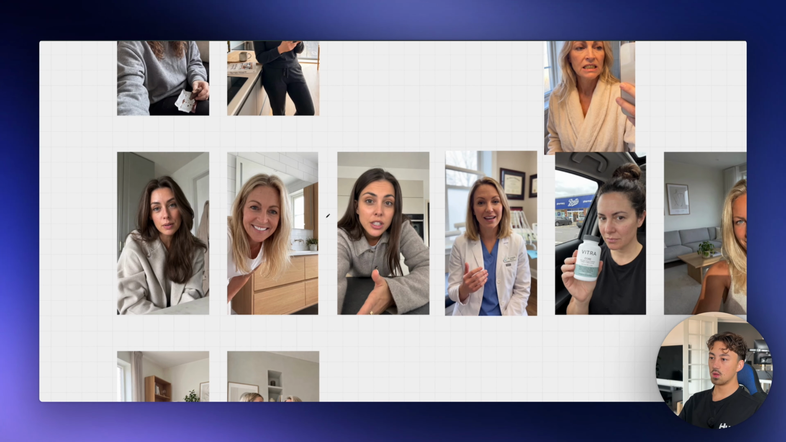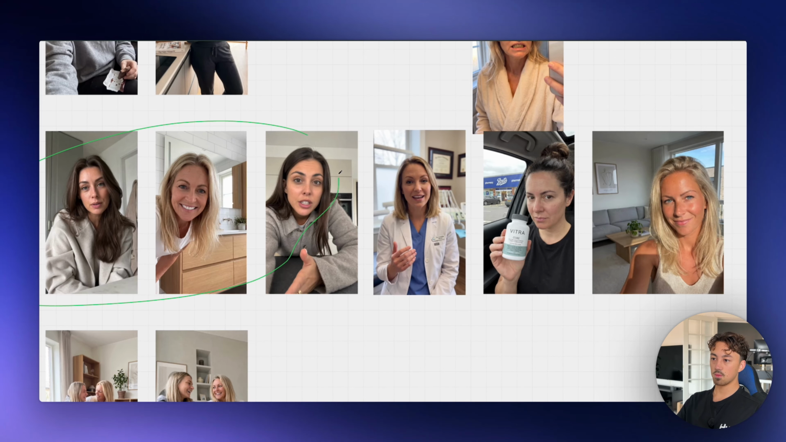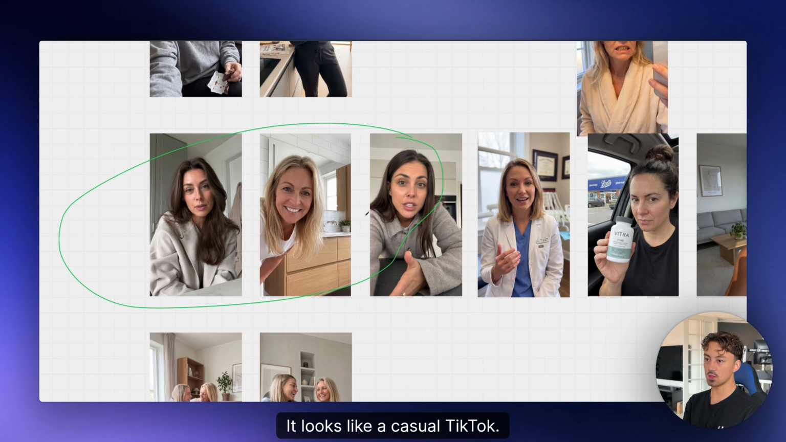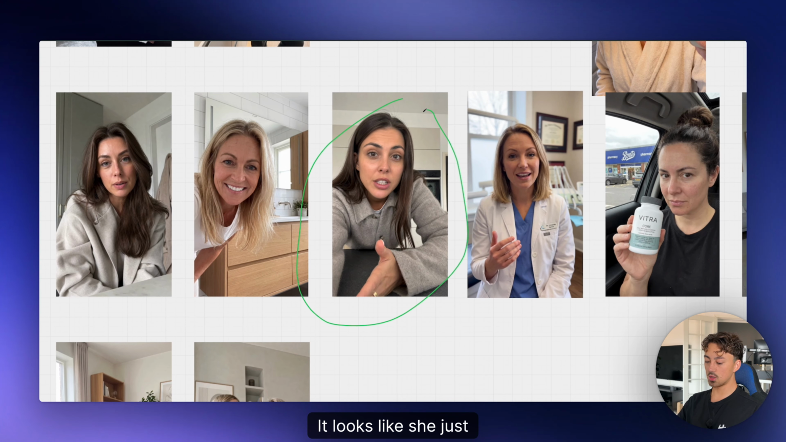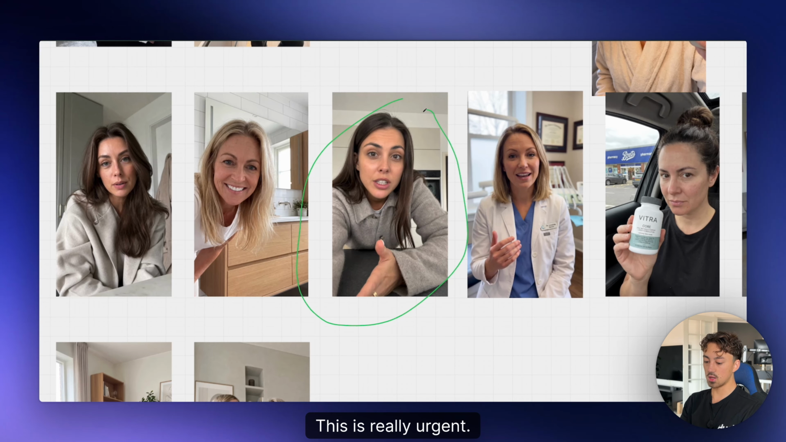For example, in this shot the phone is clearly placed on a tripod. They have carefully centered the image and made sure that it looks professional. But these three look like a casual TikTok. It looks like she just got an idea, pulled up her phone, set it down and said, hey guys, I need to talk about something with you. This is really urgent. I need to share it with you now. And the same with this one.